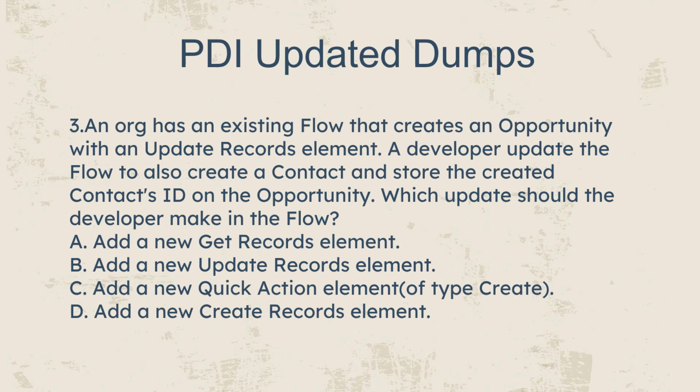3. An org has an existing flow that creates an opportunity with an update records element. A developer updates the flow to also create a contact and store the created contact's ID on the opportunity. Which update should the developer make in the flow? A. Add a new getRecords element. B. Add a new update records element. C. Add a new quick action element, of type create. D. Add a new create records element.